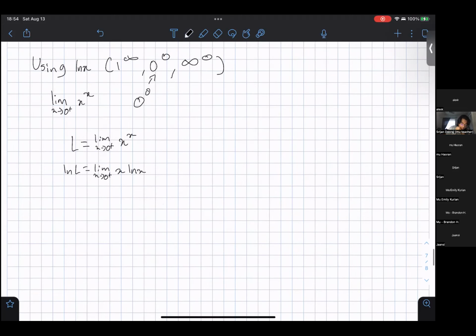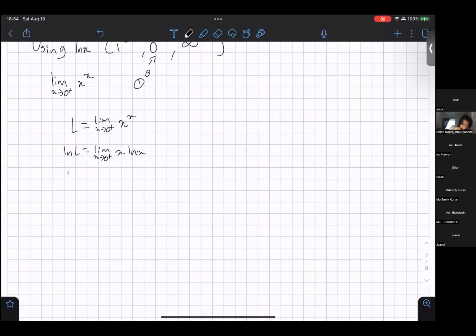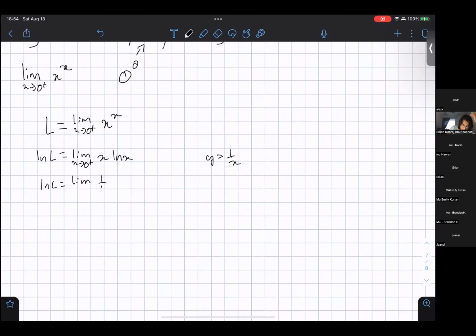But we can say instead that we want to evaluate the limit, and we can define some new variable, let's say y, that's equal to 1 over x. So then this limit is equal to 1 over y times ln of 1 over y. But if x is going to 0 from the positive side, then y is going to be going to positive infinity.